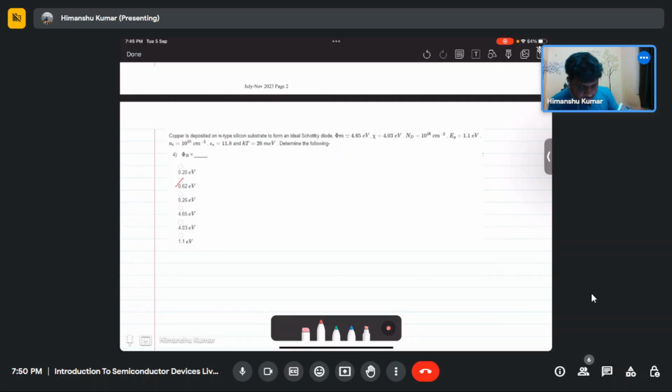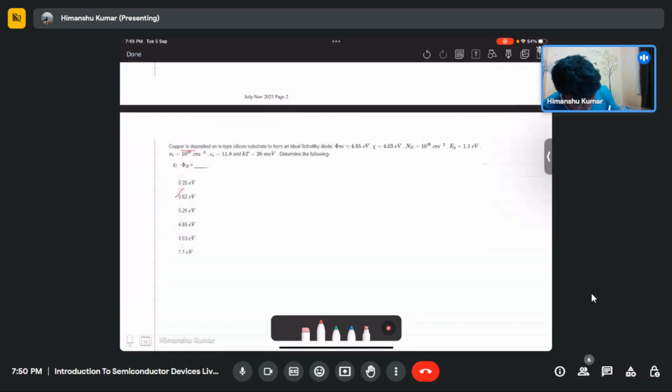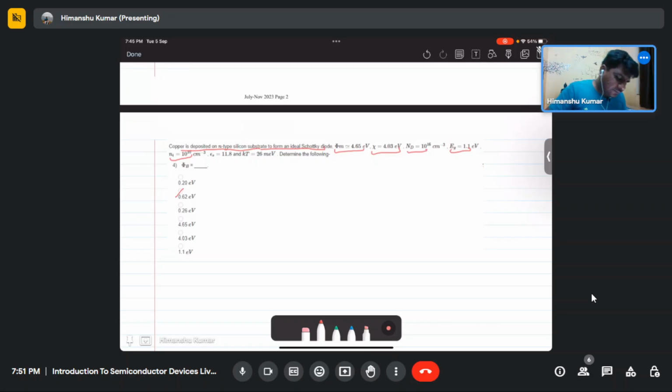Now, copper metal is deposited on an N-type silicon substrate to form an ideal Schottky diode. The metal work function is given as 4.65 electron volt. Electron affinity is given as 4.03 electron volt. Nd is given as 10^16. Eg is 1.1 electron volt. Ni is 10^10, and kT is 26 milli electron volt.